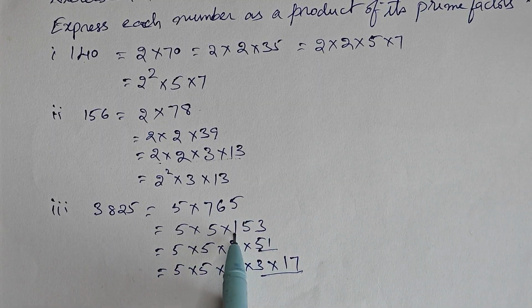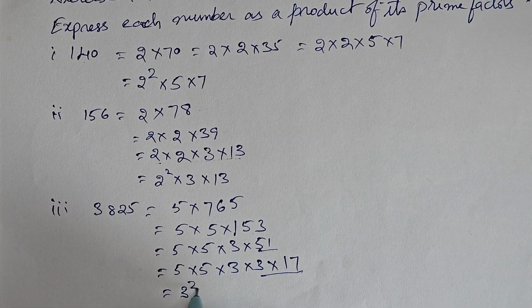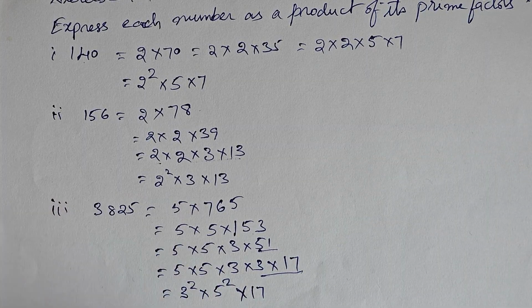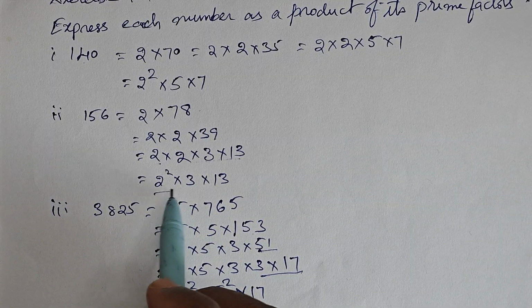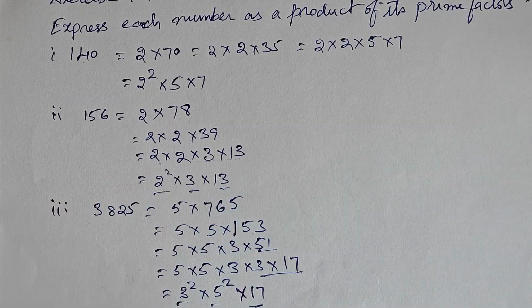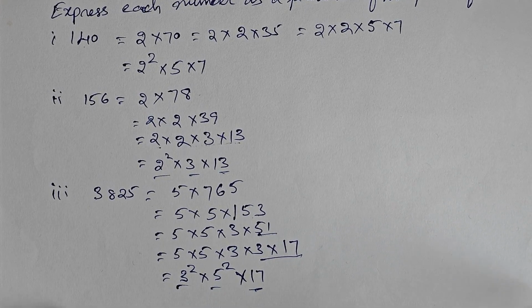Similarly, 153 I wrote as 3 into 51. Now we always represent the shortest number at the beginning, then the next bigger number, then 17. So the product is 3 square, 5 square and 17. Remember, all these numbers are prime numbers; none of them are composite numbers. You know what a composite number is? A composite number is one which has more than 2 factors.